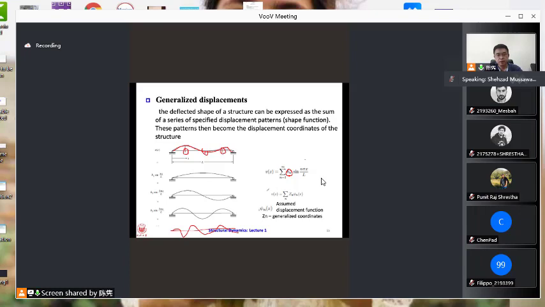We will use this idea in chapter 8 to do the so-called generalized SDF system. Actually, this idea is very useful. You can use this idea to solve any problem linearly. You just assume this shape function. This shape function you need to assume first before you use this idea. You need to assume what the shape function is for this structure. Okay, so this is the second way.